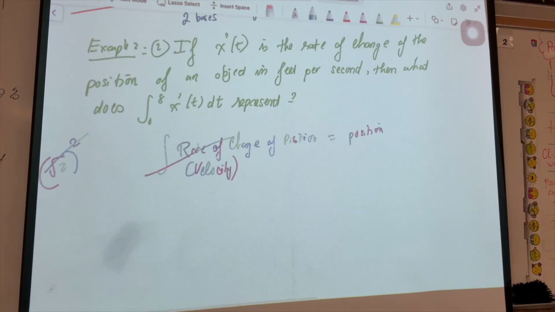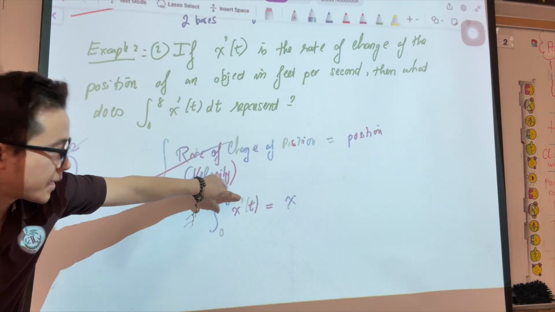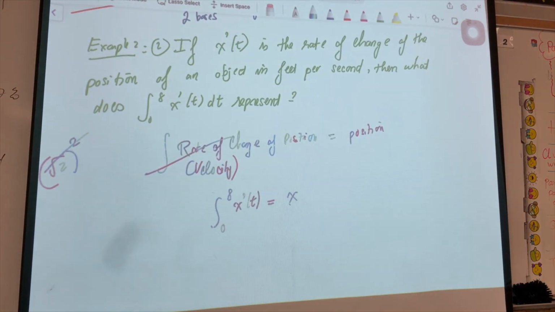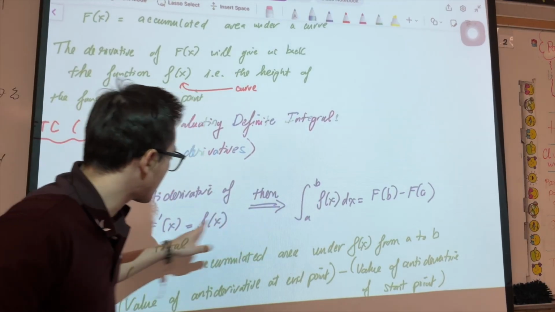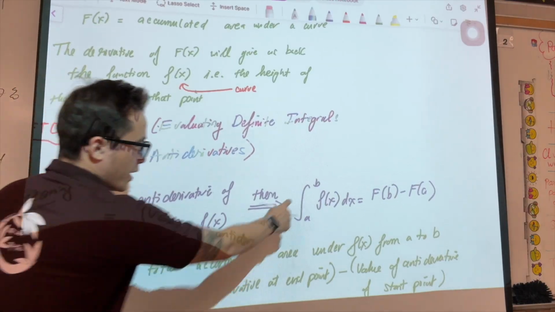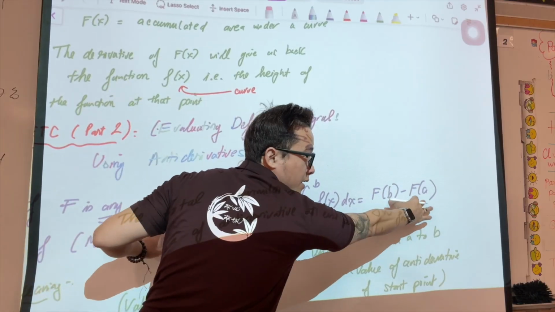Okay, that's our position. But what is this then? They will give you the position. But by the fundamental theorem, what is this equal to? x of t. What are you gonna do with the integral and the derivative? You're gonna cancel, right? So what do you have left? Fundamental theorem part 2. This is actually equal to this, right? The derivative and the integral cancel out. That's why you have this.